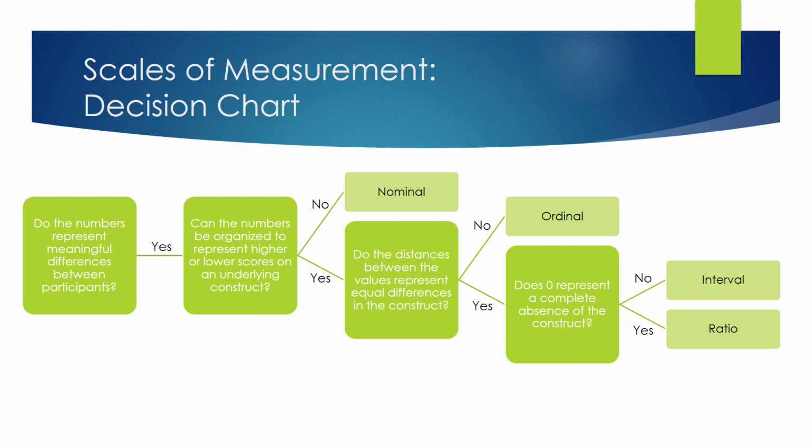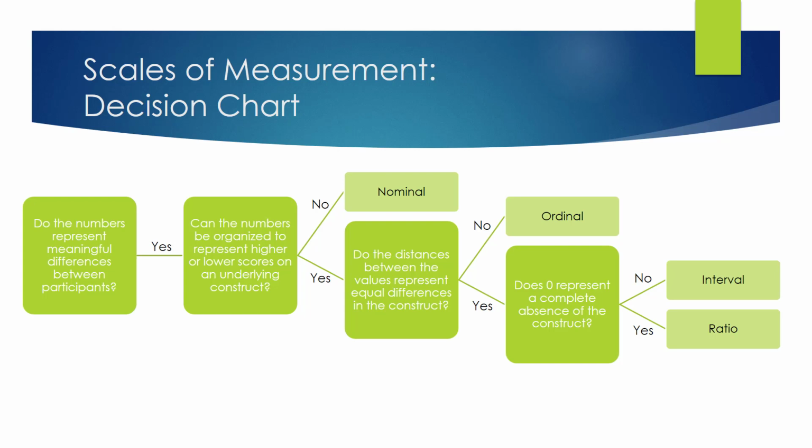Another way of looking at those scales of measurement is this decision chart here. So first, do the numbers represent meaningful differences between participants? If the answer is no, then really we don't need to continue going because we don't have a meaningful variable. Now, if the answer is yes, the next question is, can the numbers be organized to represent higher or lower scores on an underlying construct? So this is where we're looking at the difference between nominal and ordinal. If the numbers can be organized to represent higher or lower scores on a construct, then it is not nominal. It is going to at least be ordinal, if not interval or ratio.